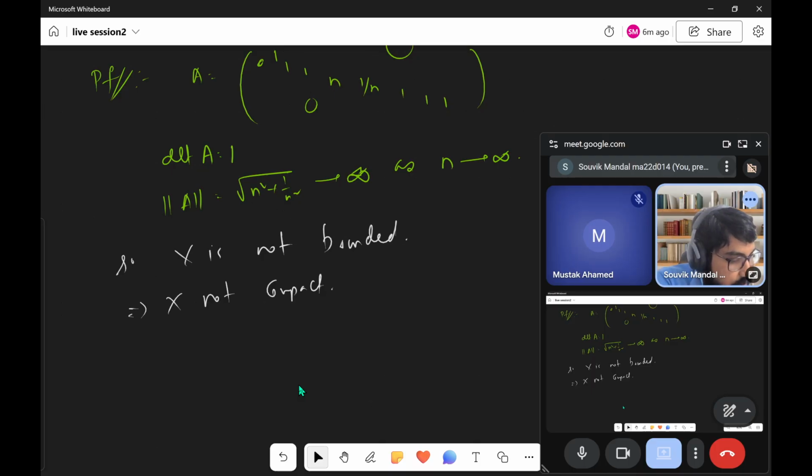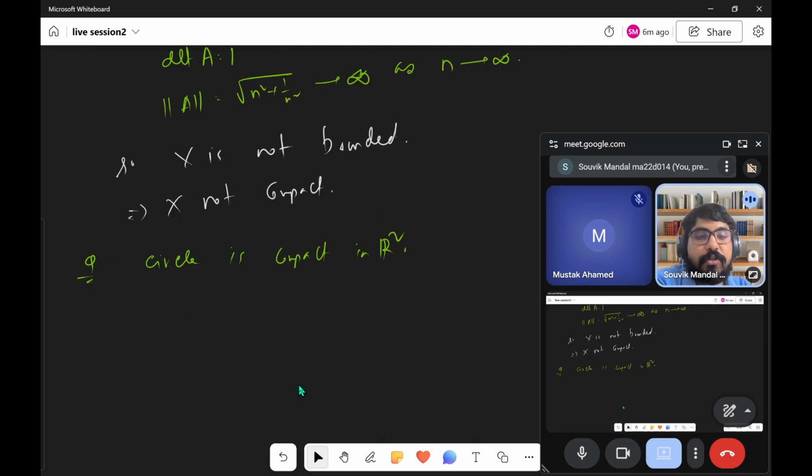Okay, so the next question is that a circle is compact in R2. Circle is a compact subset of R2. Please try to prove that.